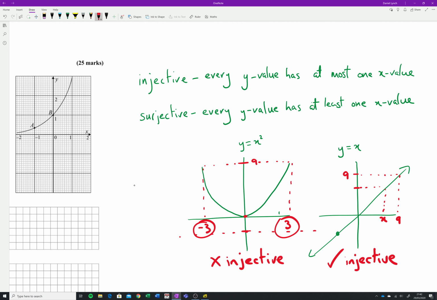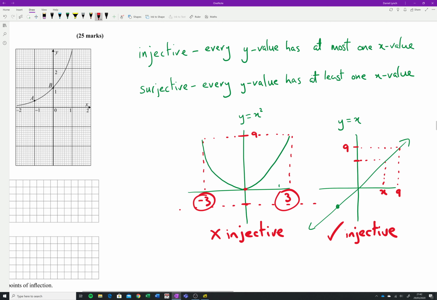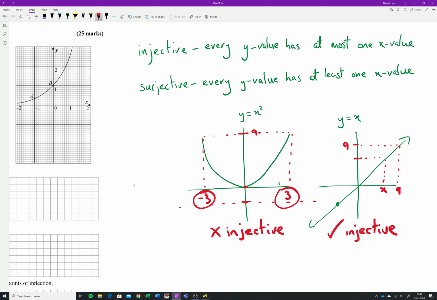So again, it is a horizontal line test, as it's called. In this case, in order to be surjective, the line just has to hit the graph somewhere. In this case, it doesn't. So this thing is not surjective. Not every y value is used up. There's no x value that you can put in that would give you an output of -1.